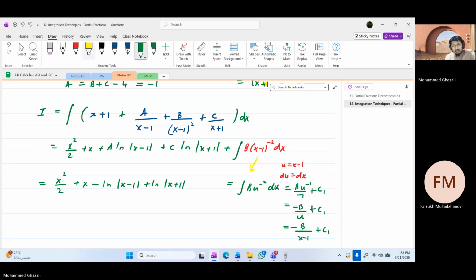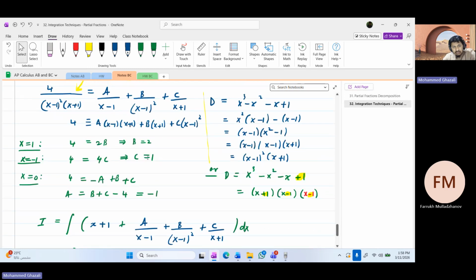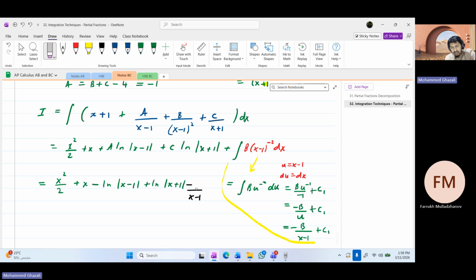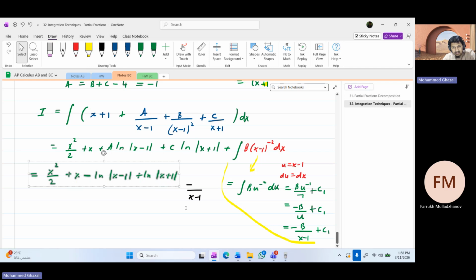And remember, all that is part of that integral. So minus b over x minus 1. What was the value for b? B was 2, so minus 2 over x minus 1. How did you find it, to your understanding? It's easier, right? Doesn't look bad. It's not difficult at all.